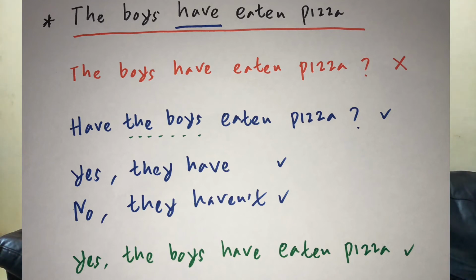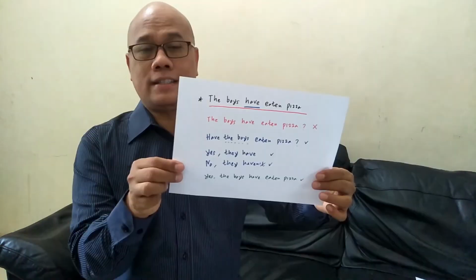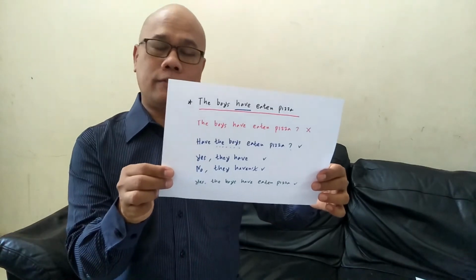So whenever you have have, has, or had in a sentence, you can just put the word have, has, or had in the beginning of a yes/no question. So the question will be, have the boys eaten pizza? Yes, they have, or no, they have not.